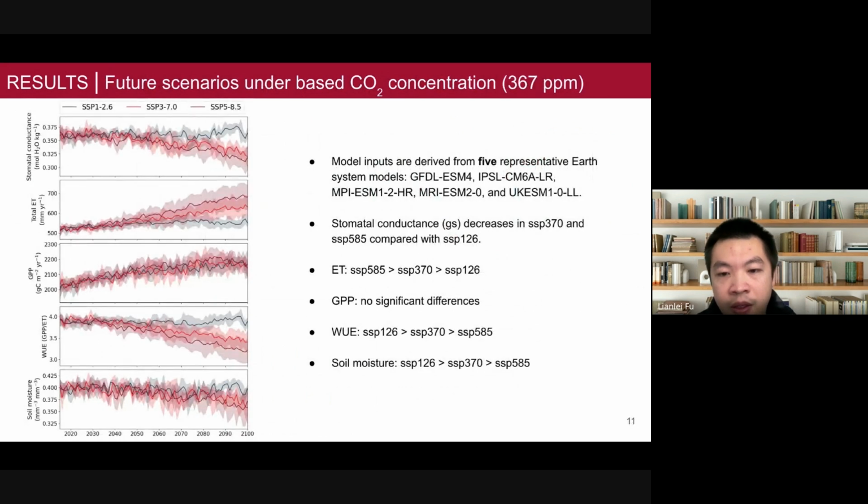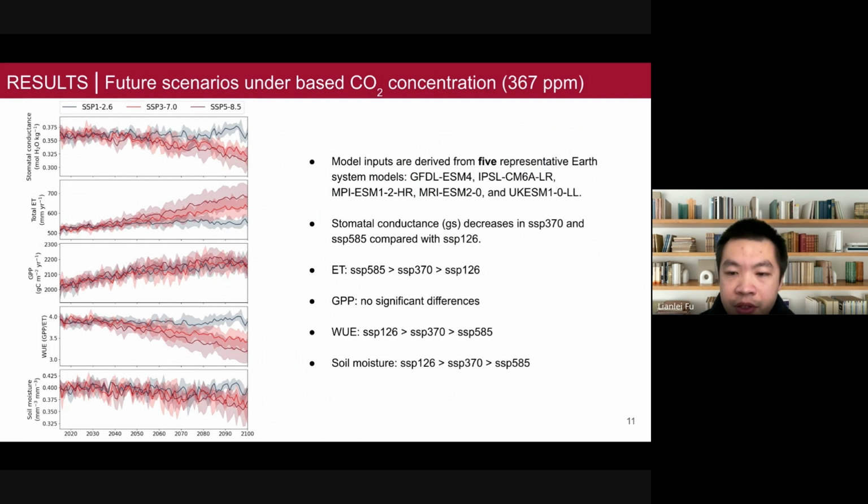We further examined the future climate projection under the different SSPs using data from 5 ESMs. The result indicated the stomatal conductance decreases in SSP 370 and SSP 585 compared to SSP 126, and ET follows the order: SSP 585 is larger than 370 and larger than 126. For GPP, the differences are not significant, and maybe it's an uncertainty in carbon uptake responses.